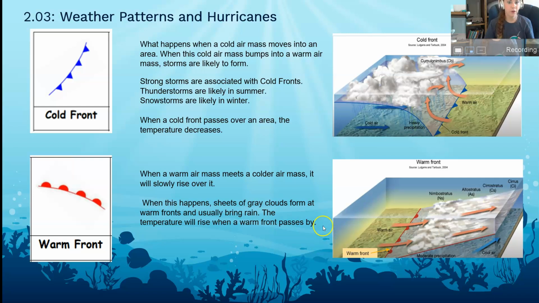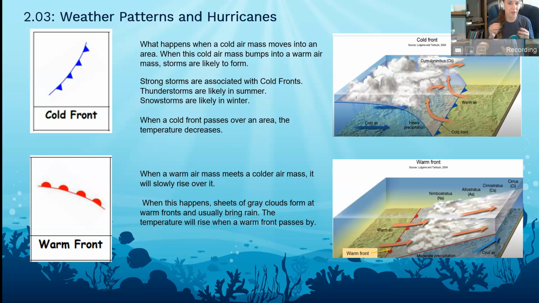You can see the warm front here going this way and it rising above the cooler, denser air. Now, where there's precipitation ahead of the warm front, you're going to see that rain and snow that follows. But this is going to be a more steady rain or steady snowfall, not the storms that we would see in a cold front, okay?